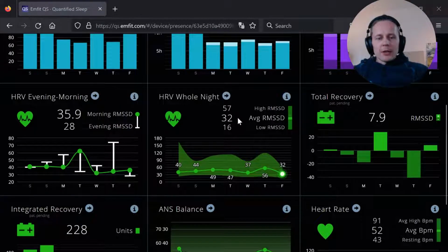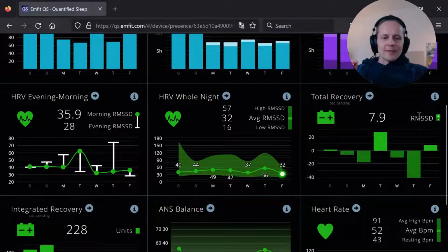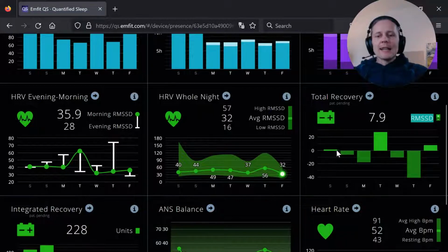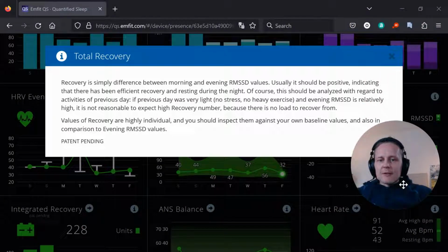So for example, here we can look at the total recovery. You can get minus values and you can get plus values. Basically it is the difference in RMSSD, which is an indicator of the amount of heart rate variability. And it's the difference between the morning and the evening value. So if it's positive, you have recovered during the night. But it's not as straightforward to interpret the values.